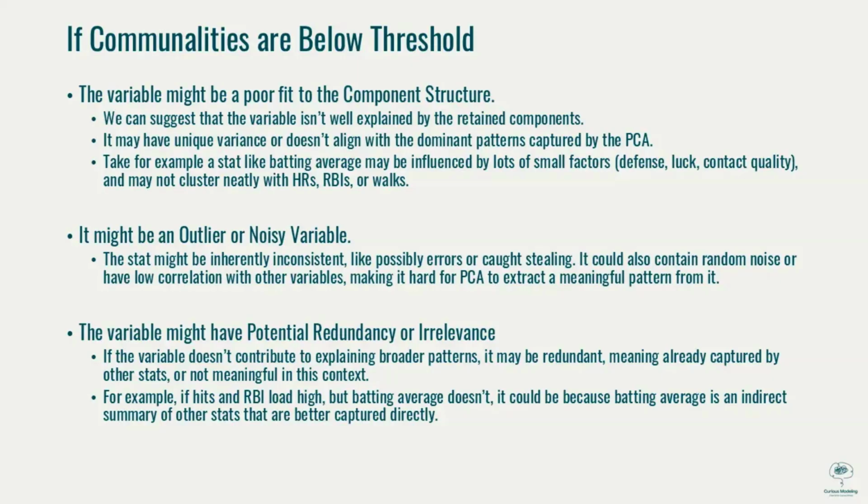The second is the possibility of the variable being an outlier or noisy variable. The stat might be inherently inconsistent, like possibly errors or caught stealing. It could also contain random noise, or have low correlation with other variables, making it hard for PCA to extract a meaningful pattern from it. Third, we might have potential redundancy or irrelevance. If the variable doesn't contribute to explaining broader patterns, it may be redundant, meaning already captured by other stats, or not meaningful in this context. For example, if hits and RBI load high but batting average doesn't, it could be because batting average is an indirect summary of other stats that are better captured directly.